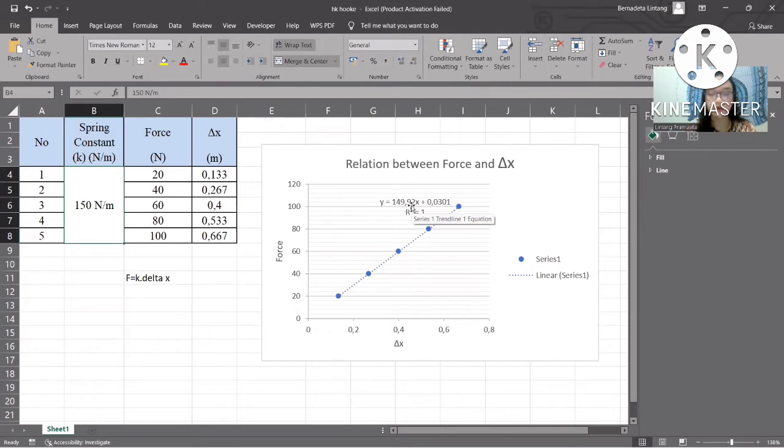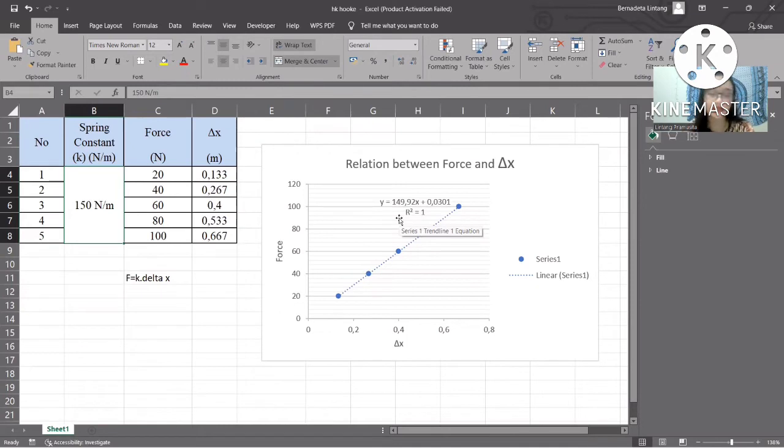It is almost the same as the spring constant that we use. We used 150 Newton per meter, and we get the spring constant based on the data as 149.92. It's almost the same value. Or we can say that it is the same.